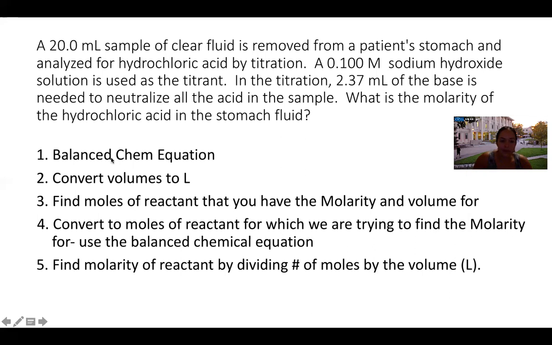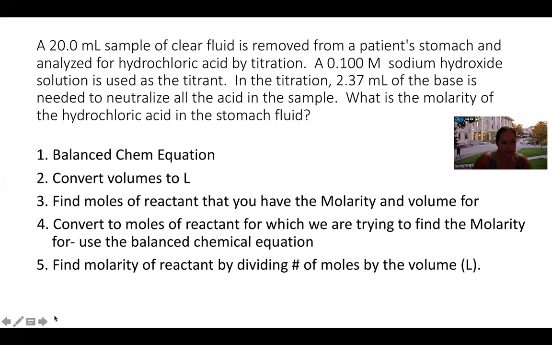So whenever you're doing a titration, you should always start with the balanced chemical equation. You should convert any volumes to liters. The third step is you want to find the moles of the reactant that you have the molarity and volume for, okay? Then you want to convert the moles of that reactant to the moles of the reactant for which you're trying to find the molarity. And for that, you will need the balanced chemical equation you came up with in step 1. And then you're going to find the molarity of that reactant by dividing the number of moles by the volume in liters.